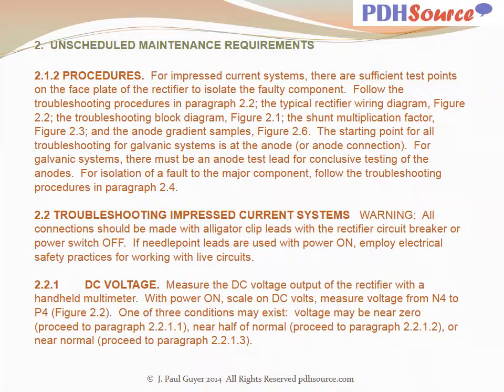The starting point for all troubleshooting for galvanic systems is at the anode or anode connection. For galvanic systems, there must be an anode test lead for conclusive testing of the anodes. For isolation of a fault to the major component, follow the troubleshooting procedures in paragraph 2.4.